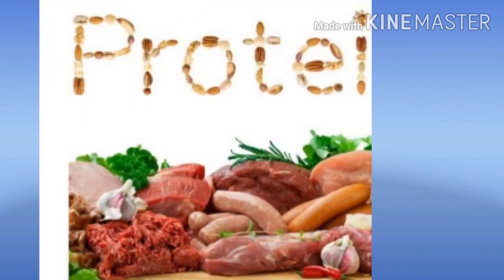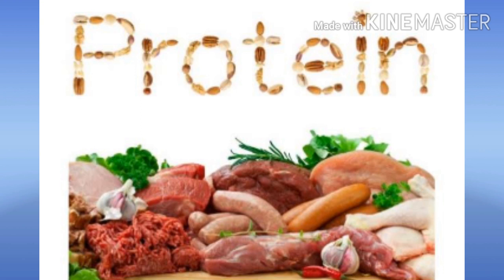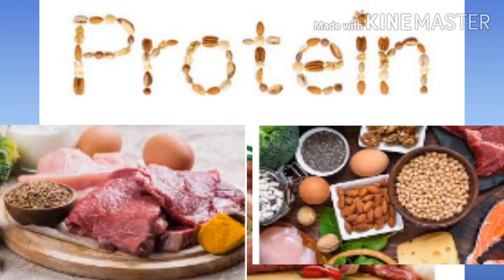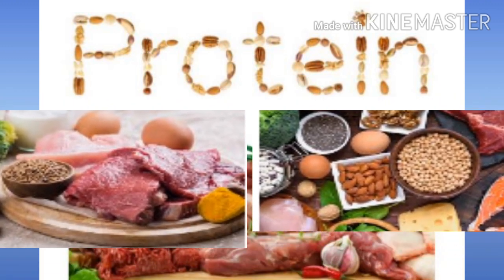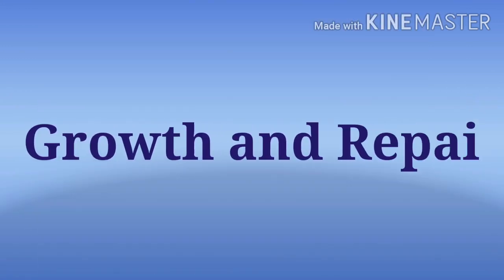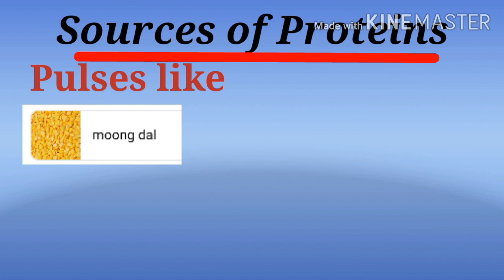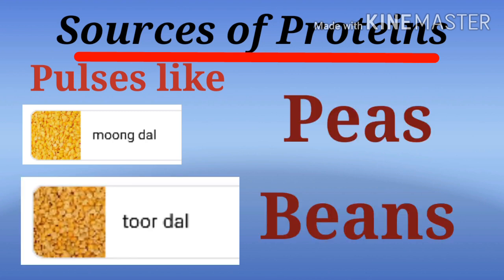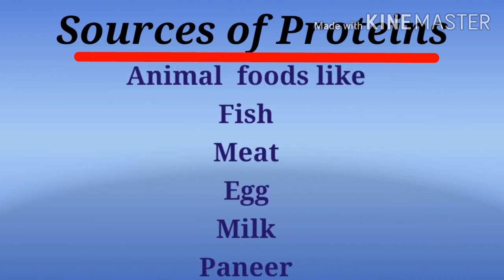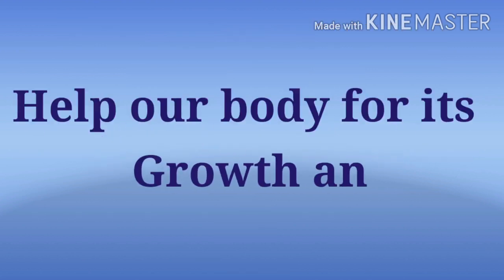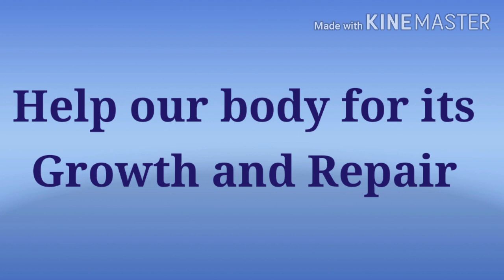Next nutrient is proteins. Our body needs protein for its growth and repair. Sources of proteins: pulses like moong dal, tur dal, peas, beans, etc. are rich in protein. Animal foods like fish, meat, egg, milk, paneer, etc. are also rich in protein. And these food items help our body for its growth and repair.